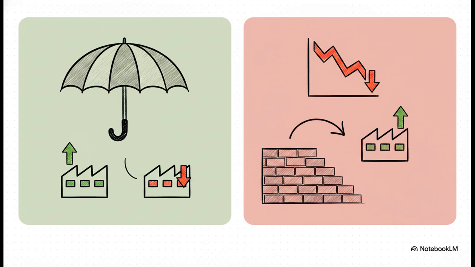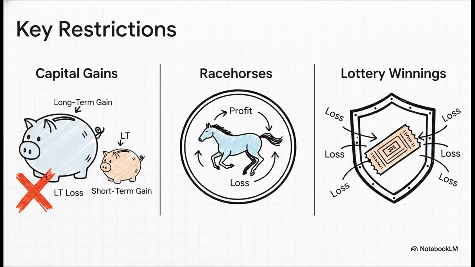But, and this is a big but, there are some major restrictions. Think about a speculation business like intraday share trading. That loss can only be set off against a profit from another speculation business. You absolutely cannot mix and match that with your regular business income. And in capital gains, there's a pecking order too. And the list of restrictions goes on.